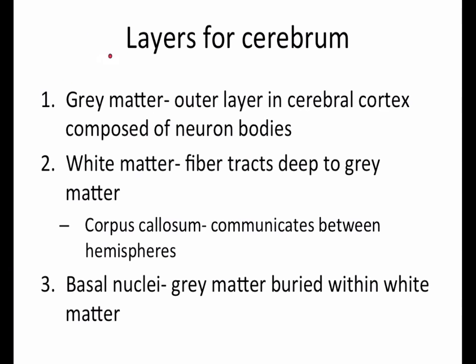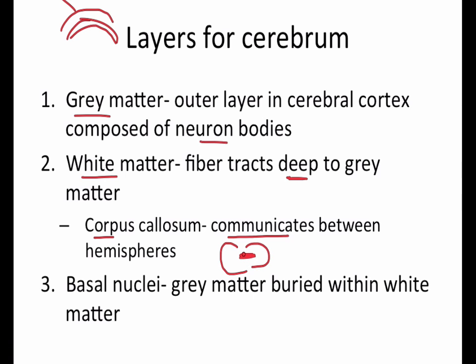Then the layers of the cerebrum: we have gray matter, which is the outer layer in the cerebral cortex, and it's composed of neuron bodies. We have white matter, which contains fiber tracts that are deep to the gray matter. So you would have gray matter here, and then white matter would be the layer deep to that. We also have something called the corpus callosum. The corpus callosum communicates between the two hemispheres, and as you draw your picture, you'll see each of the hemispheres, and then something that connects them that looks like a fiber, and that's the corpus callosum.